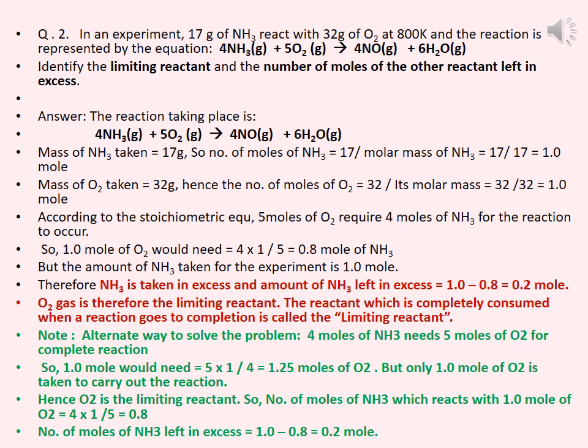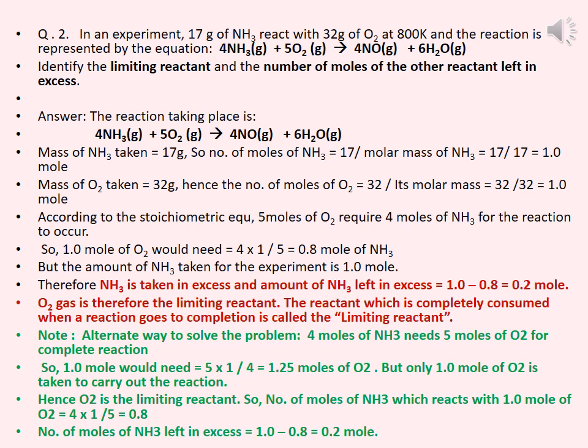Since the masses of ammonia and oxygen gas taken are given, we need to calculate the number of moles of both the reactants, ammonia and oxygen. The number of moles of ammonia would be its mass, 17, divided by its molar mass. What's the molar mass of ammonia? 17 grams per mole. So the number of moles of ammonia gas taken is 1 mole.